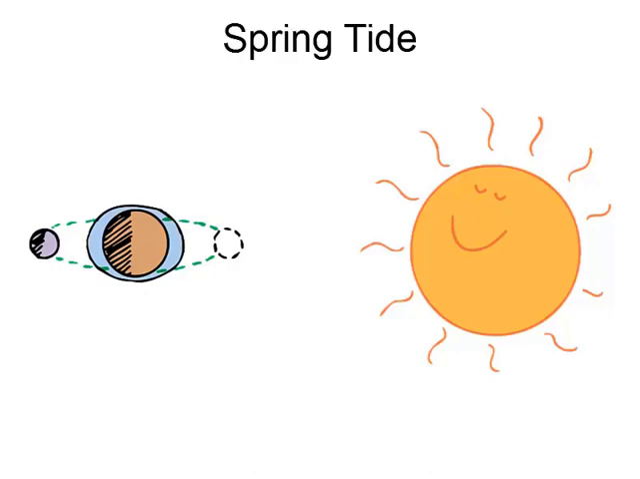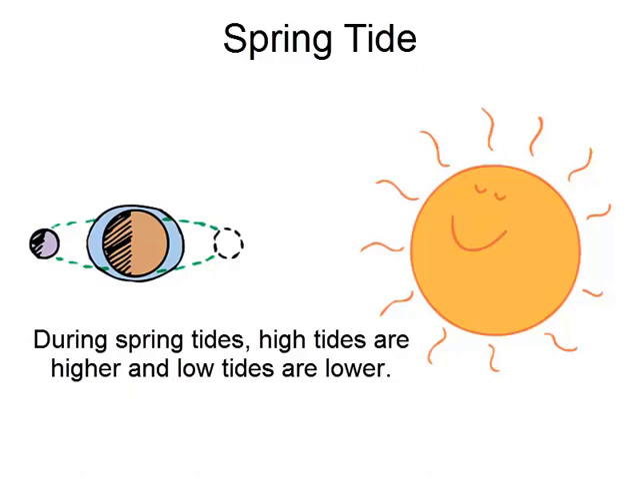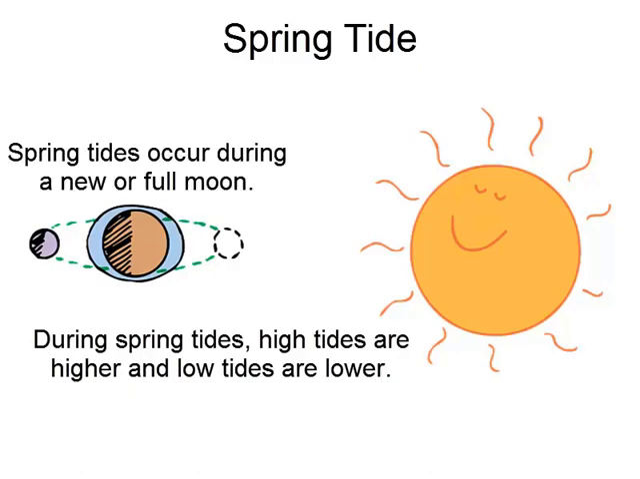A spring tide is a high or low tide that occurs when the sun, Earth, and moon are all lined up. The tides due to the sun and the moon coincide, making the high tides higher than average and the low tides lower than average. Spring tides occur at the times of a new or full moon.